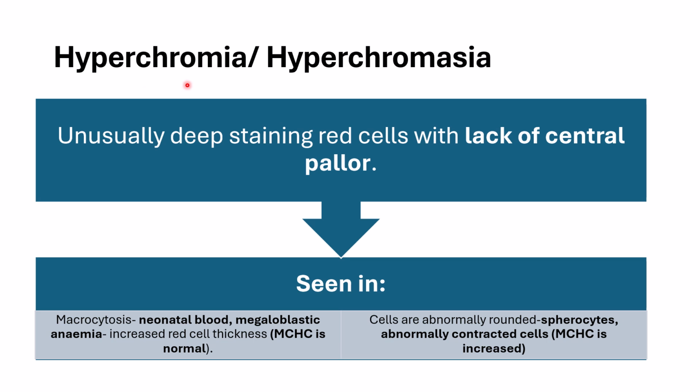Further elaborating on hypochromia or hyperchromasia, in this we usually see more deeply staining red cells with a lack of central pallor. It is seen either in cases of macrocytosis, as in neonatal blood and megaloblastic anemia, in which the MCHC is normal, or in red cell abnormalities in which the cells are abnormally rounded, as in spherocytes, and in abnormally contracted cells, in which the MCHC is increased.